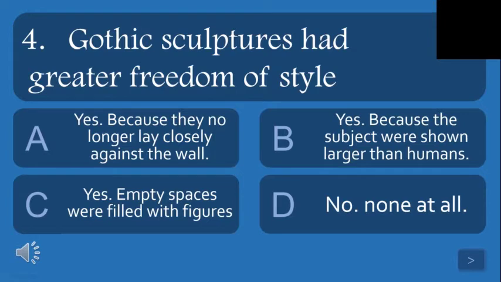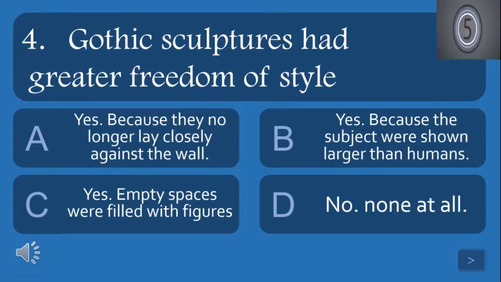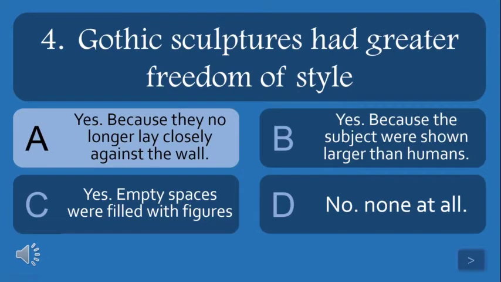4. Gothic sculptures had greater freedom of style. A. Yes, because they no longer lay closely against the wall. B. Yes, because the subject were shown larger than humans. C. Yes, empty spaces were filled with figures. D. No, none at all. For this item, the correct answer is A. Yes, because they no longer lay closely against the wall.